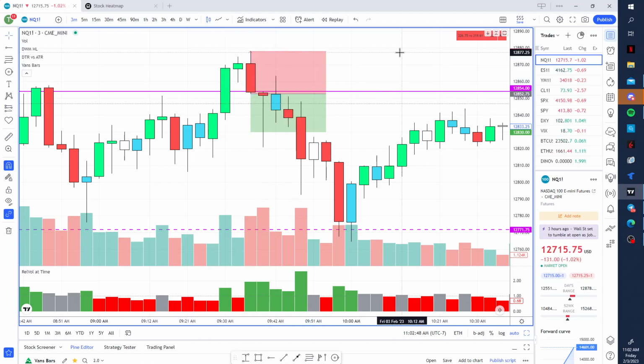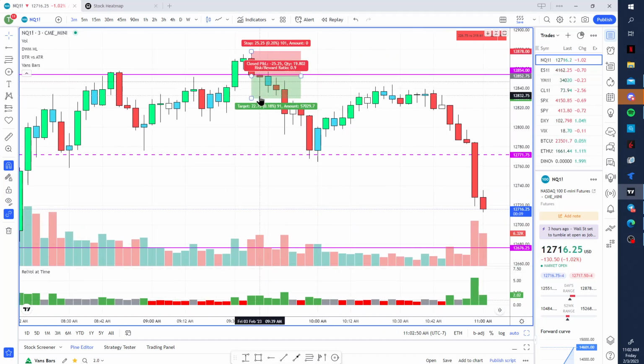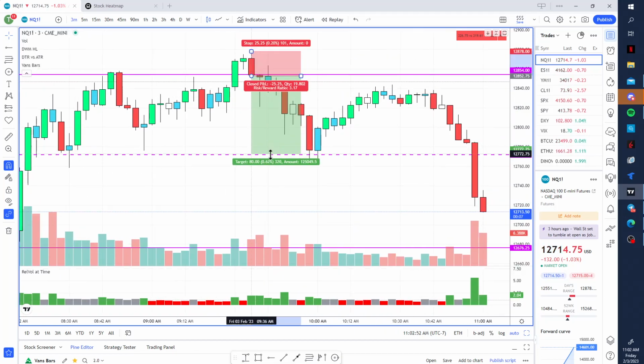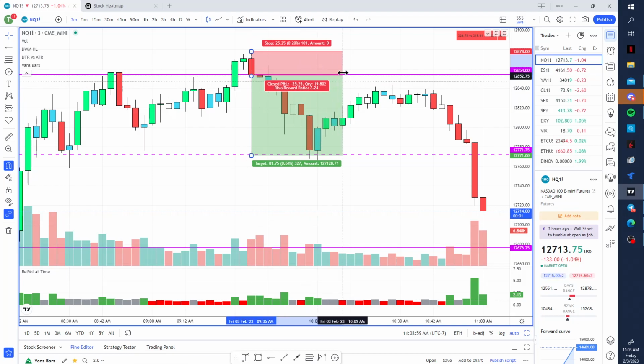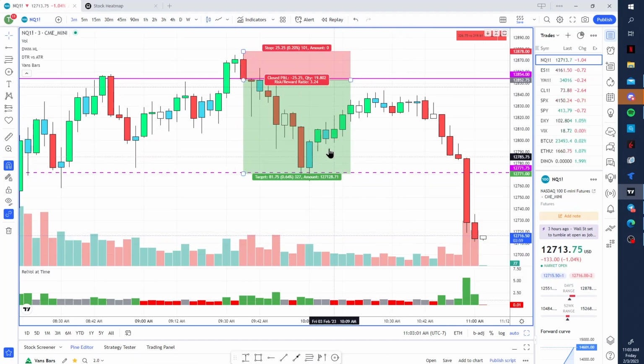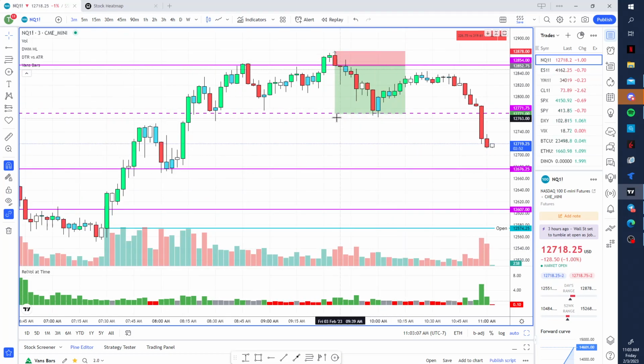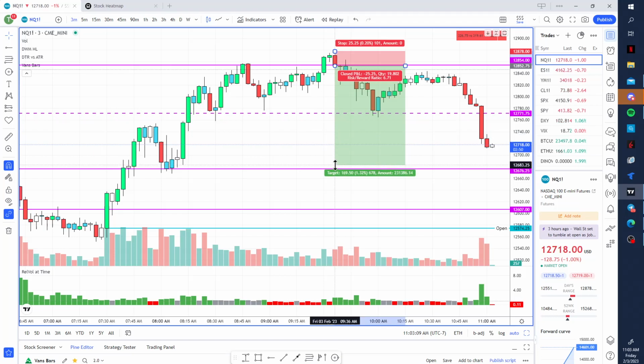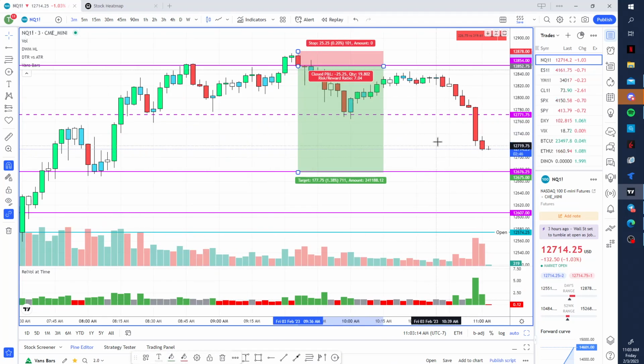So this time you'd only be risking 25 points. And even if you just targeted the next level down, you're getting 81 points. So that's a 3.25 R trade. That is much better than the 5 minute with a 1-to-1 risk to reward. And then if you target down here, if you held for more, this is like a 7R trade, and it looks like it's going to hit.